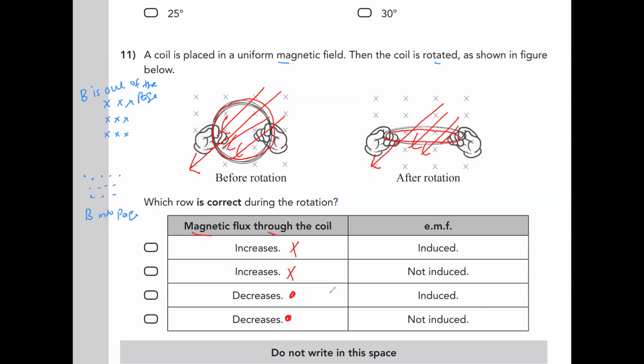Now what is the exact answer? Decrease and decrease. Now what about the EMF? Remember one thing, when you rotate the coil, the EMF is induced inside the coil. So the right answer here is induced. So C is your right answer: decrease and induce. This is the method that you can solve this type of question. Now we move further and solve the rest of the questions.